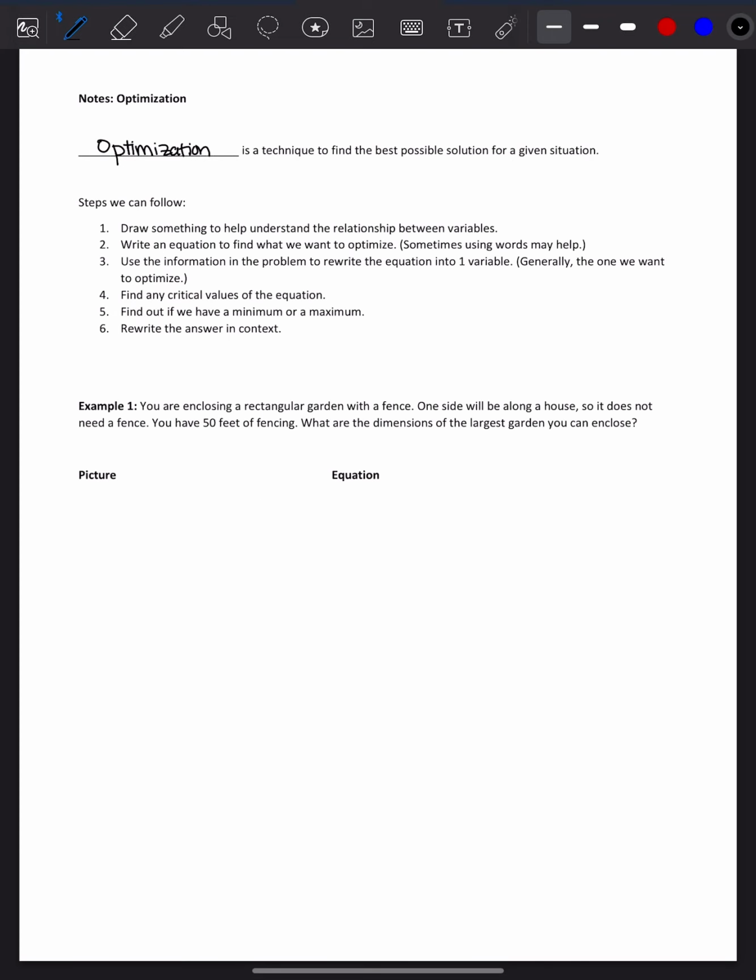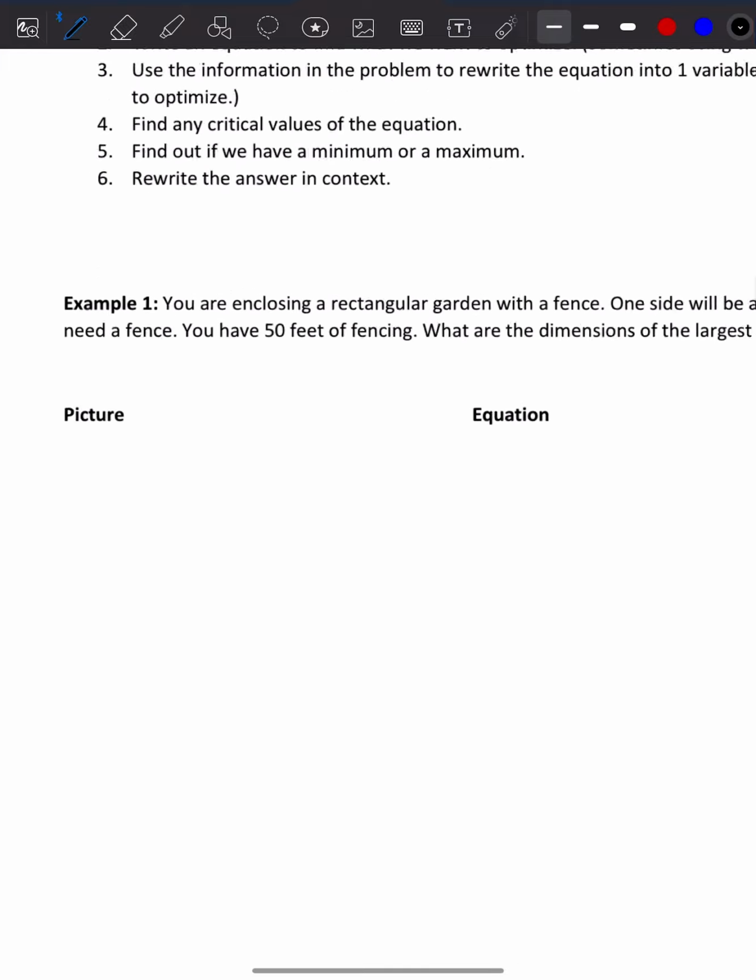So, you are working to enclose a rectangular garden with a fence. One side will be along a house, so it does not need a fence. You have 50 feet of fencing. What are the dimensions of the largest garden you can enclose?